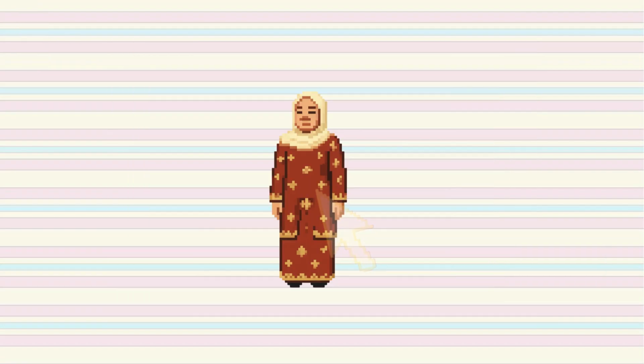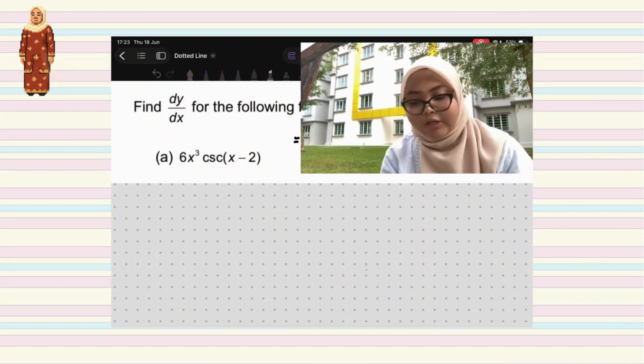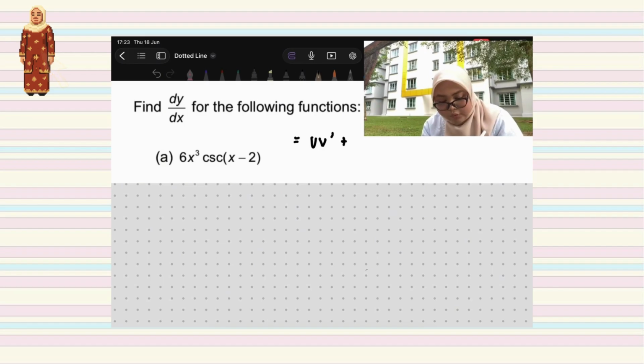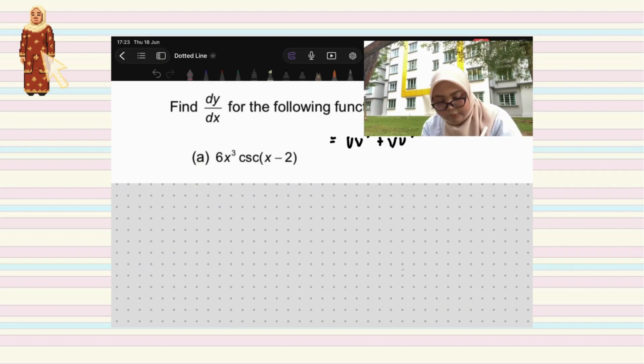Thank you. Assalamualaikum, my name is Aisyah and today I'm going to teach you question number 2 for A and B. For the first question, find dy dx for the following function. A, 6x cubed cosecant x minus 2. As you can see here, we have two products, so we need to use the product rule. The product rule is u v prime plus v u prime.